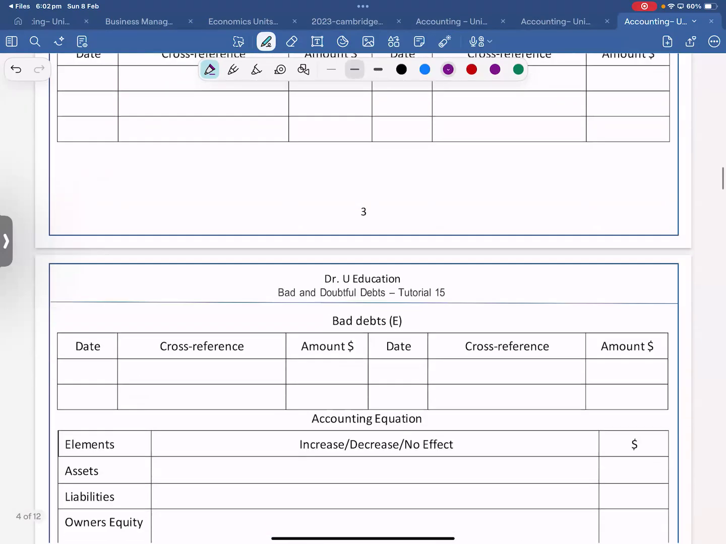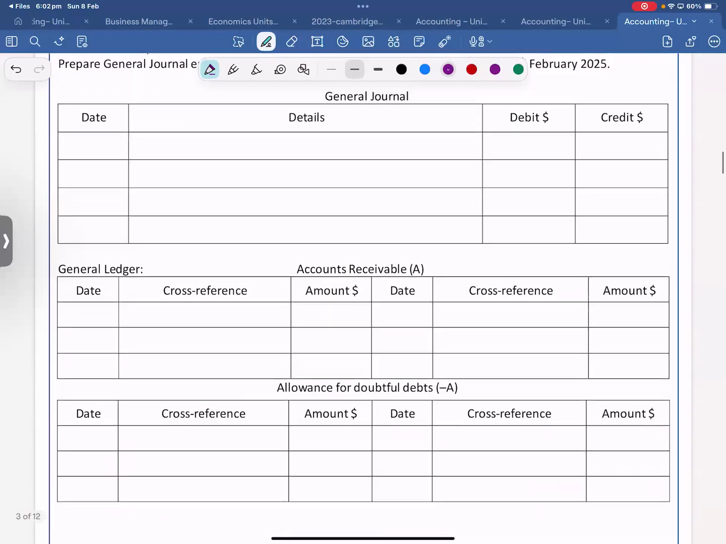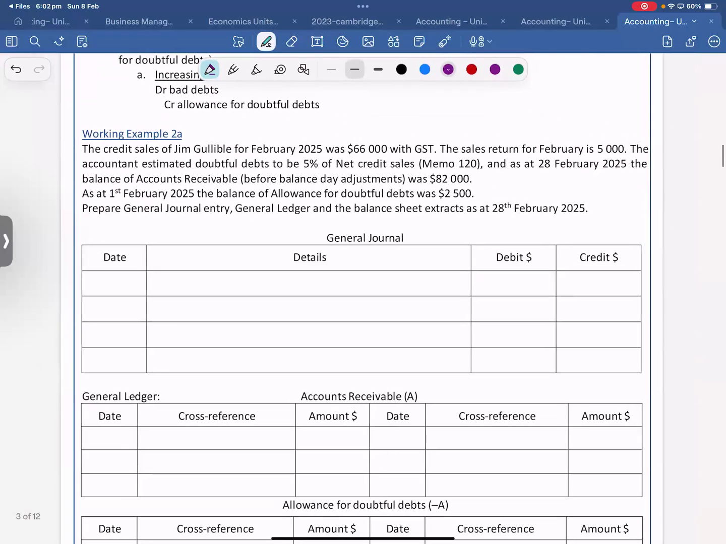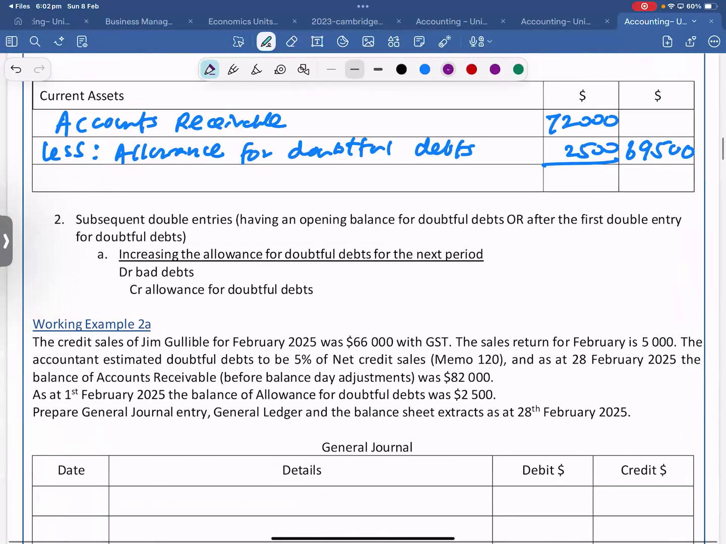We'll do this one, and then we'll take a break. Okay, guys. Next one. Look at this. Question 2. Now, what did we do in number 1? We did the allowance for doubtful debt for the first time in a business. But let's say now we are going to the next period. Then it's not the first time anymore. Now it's going to be a subsequent period where we will have a doubtful debt allowance balance. Clear?